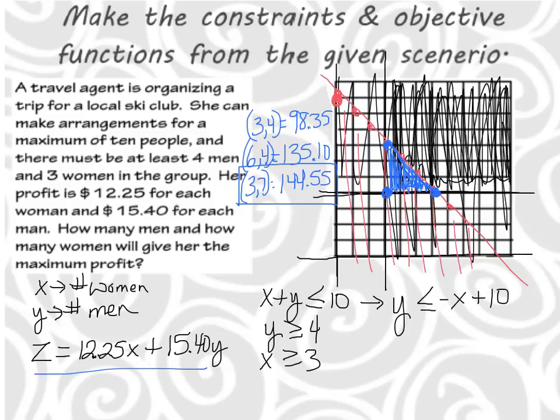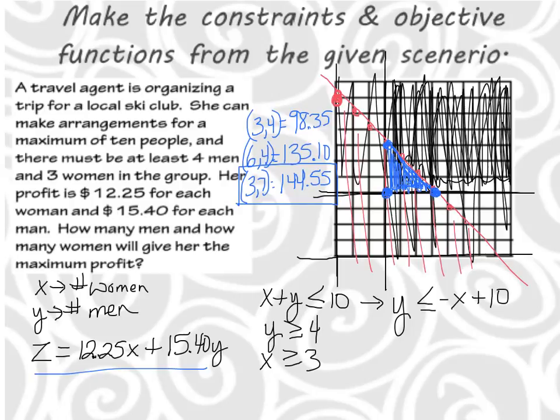All right, so let's look at what that means. That means the x is 3 and the y is 7. All right, so she needs to take 3 women and she needs to take 7 men to maximize her profit. And so that really should just make sense, because she makes more money bringing men for whatever reason. Perhaps they spend more money or whatever the thing is. She makes more money. So she should bring as many men as she can, and since she was forced by a constraint to have at least 3 women, it makes sense.